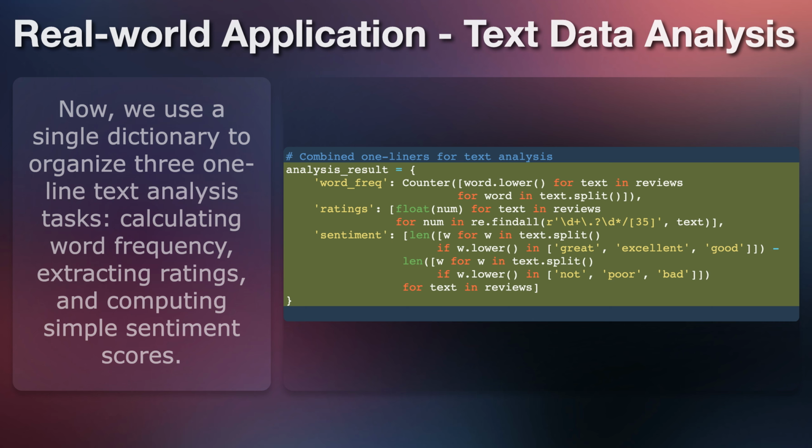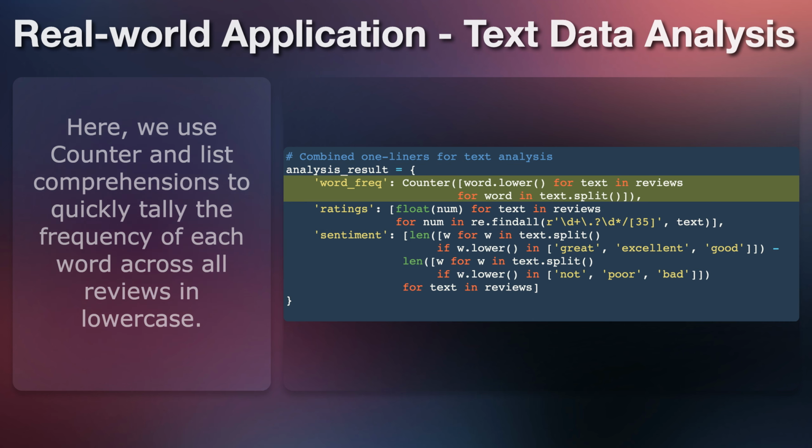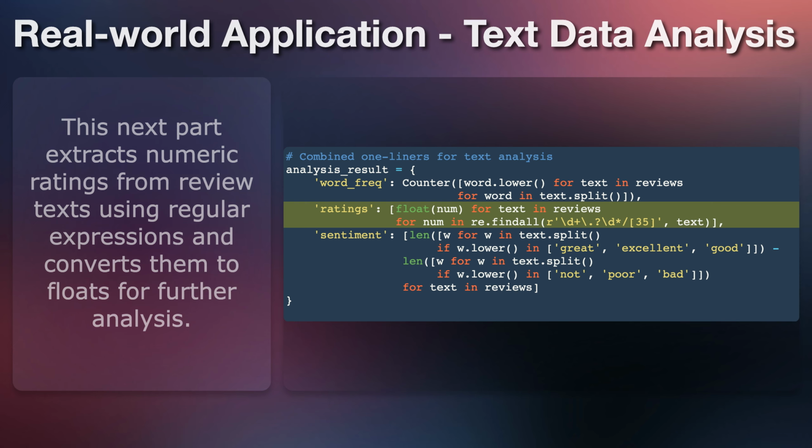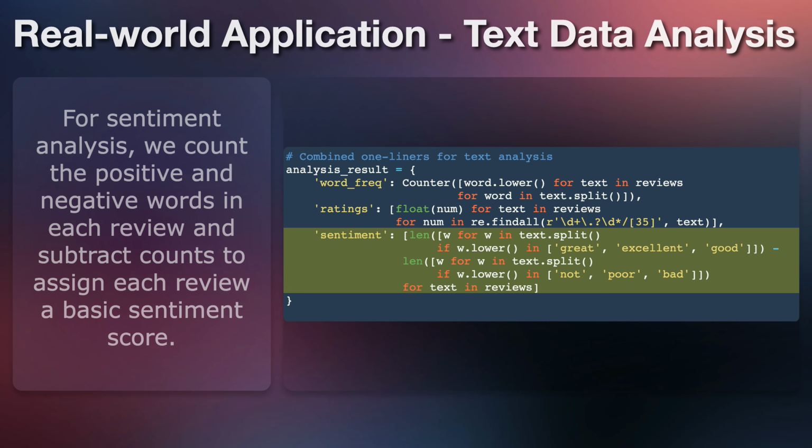simple sentiment scores. Here we use Counter and list comprehensions to quickly tally the frequency of each word across all reviews in lowercase. This next part extracts numeric ratings from review texts using regular expressions and converts them to floats for further analysis. For sentiment analysis, we count the positive and negative words in each review and subtract counts to assign each review a basic sentiment score.